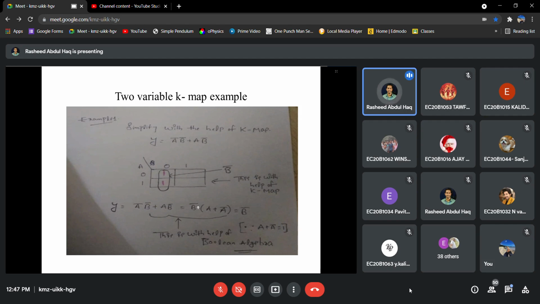Okay, then from this CAM map we directly understood B. We can group this, right? This 1 1 is grouped. Okay. So in that group you can see that the value of A is changing in both ones. When the value of A is 0 and 1 also, the output is 1. So what can we understand from that? That the output doesn't depend on the value of A. Right? Is that clear?